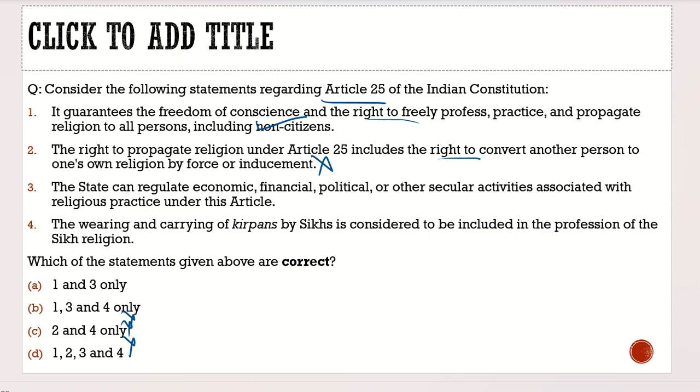Now let's have a look at option 3. The state can regulate economic, financial, political or other secular activities associated with religious practice under this article. Option 4, the wearing and carrying of kirpans by Sikhs is considered to be included in the profession of the Sikh religion. That is also correct. So with respect to this question, the correct statements are 1, 3 and 4, and from the code given below, the correct code is option B.